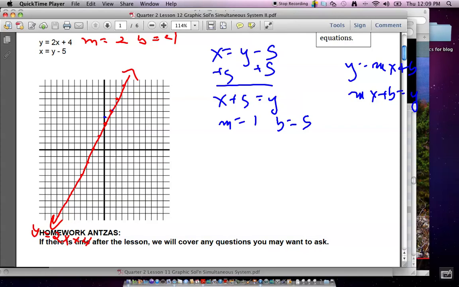Let's see here. Oh, this is strange. You see, the red line's a little off. It's going to look like it lands there, but it really doesn't. You said negative? Okay, add 5 to that, because you've got to get the y all by itself. So this is going to cross at the point 1, 6. Does everybody see that? That's the point of intersection, 1, 6.